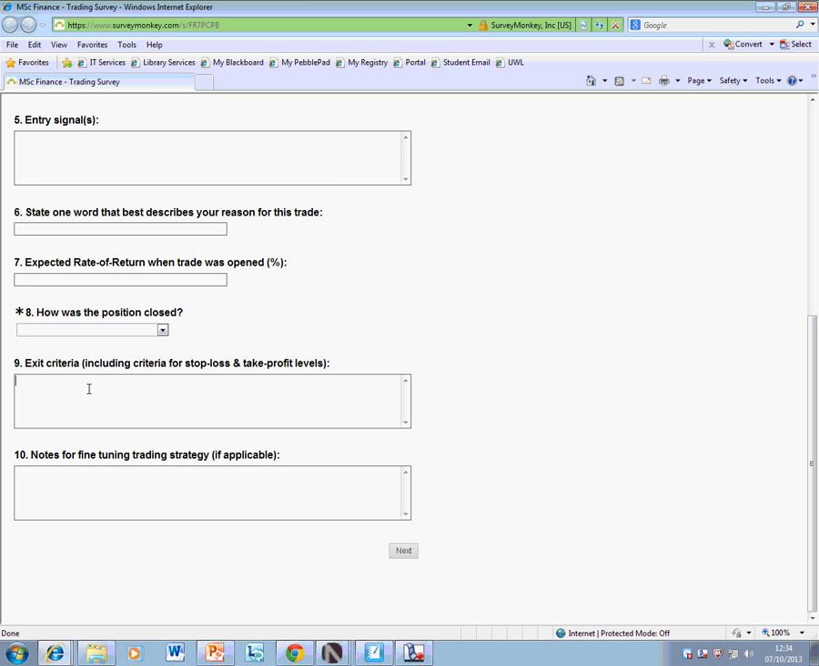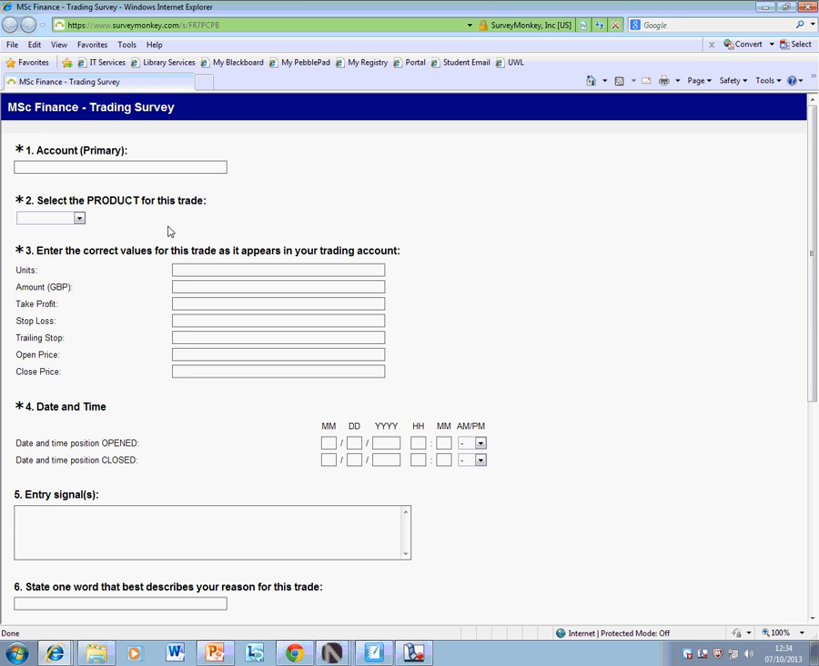Now, what was your exit criteria? I'm just going to put some fake values in, because I need to move on to the next window. You need to put the right ones. If you don't put the values, it's not going to let you move on to the next page, because all values are compulsory.